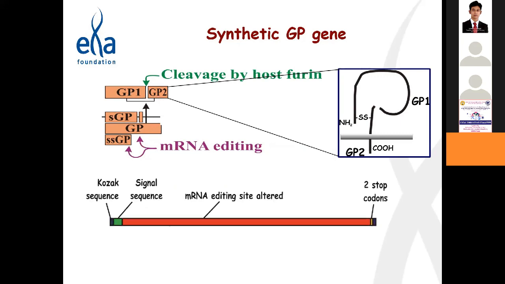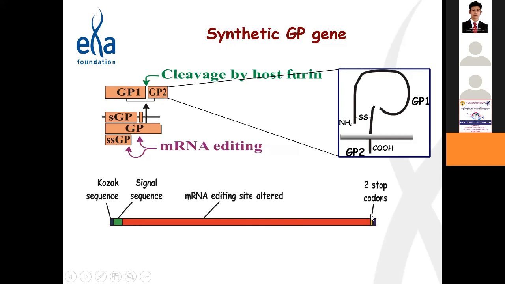So we took the sequence from GenBank and added whatever sequences are required for expression in mammalian cells, like the Kozak sequence. Then this is the signal sequence of the native GP. And as I was stating earlier, we added an mRNA editing site here. We altered the site so that it only expresses the full-length GP and not the sGP or ssGP.